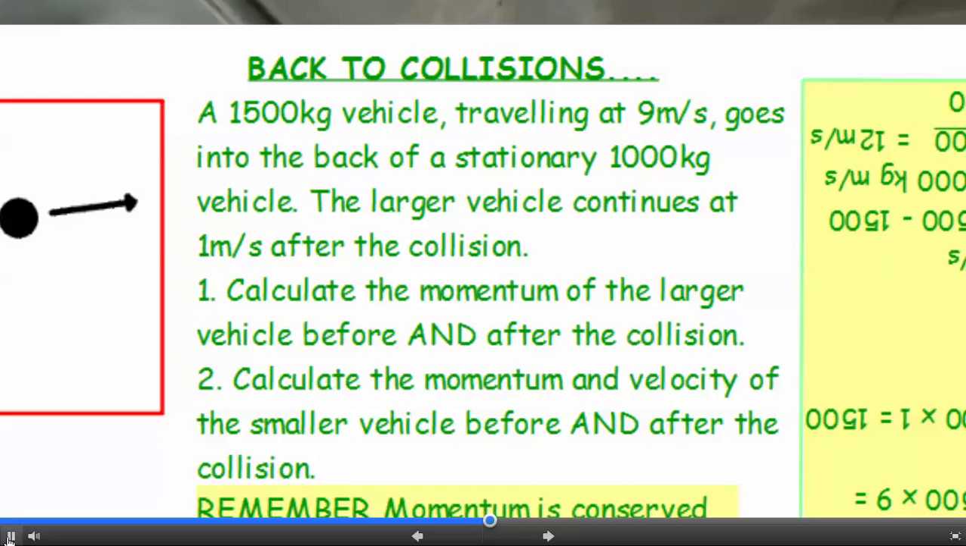I'd like you to calculate the momentum of the larger vehicle before and after the collision, and then calculate the momentum and velocity of the smaller vehicle before and after the collision. Remember, total momentum is conserved. Pause the video while you think that through.